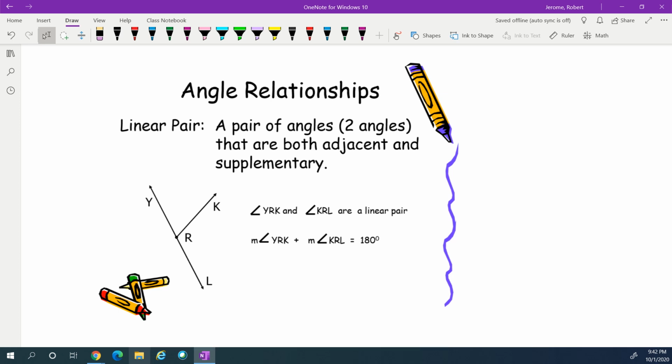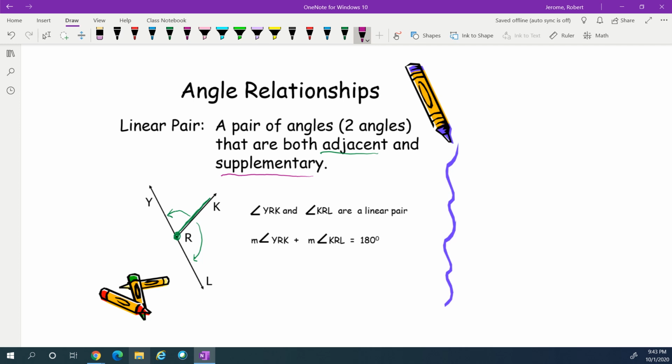And we have a linear pair. A linear pair is always going to look like a Y. So vertical angles look like an X, and a linear pair looks like a Y. It is two angles that are adjacent and supplementary. We talked about adjacent. Adjacent means that they share the vertex, and the line that splits them. One of them goes out that way, the other one goes out that way. That's adjacent. The fact that they add up to 180, that's supplementary.